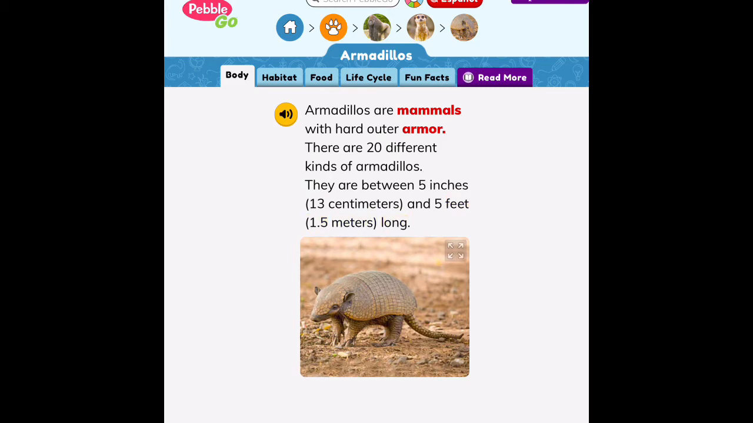Okay, I learned a lot. I learned that they have a hard outer armor. I'm going to look up what the word armor is so I can learn more about it.